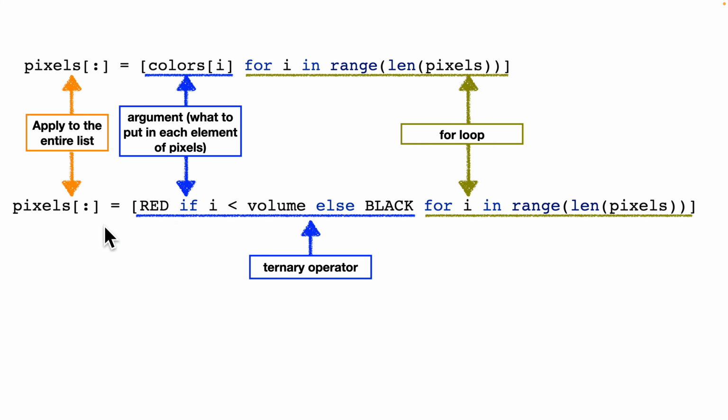Now, if you forget how ternary operators work, here's a refresher. This part here evaluates a Boolean condition. It returns true or false. In this case, if I is less than volume.